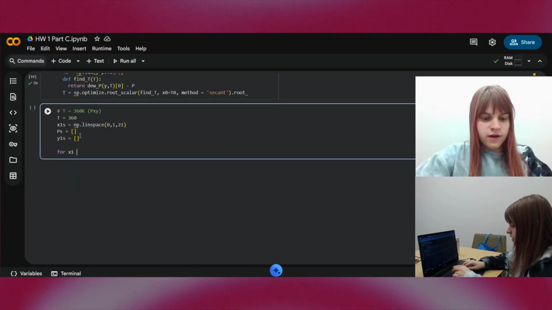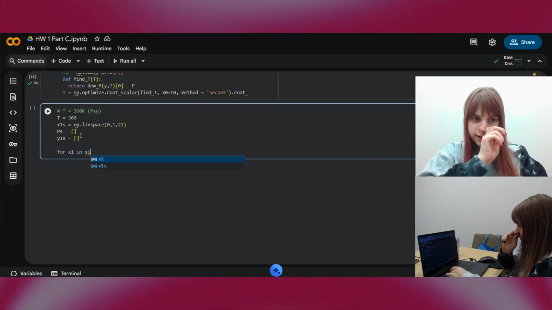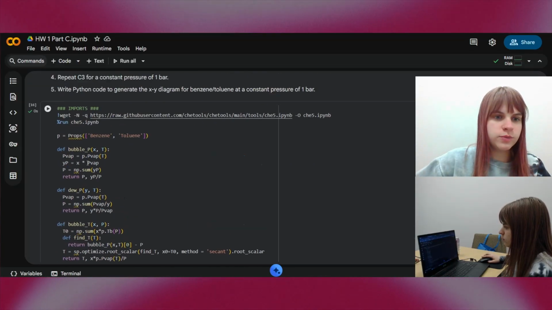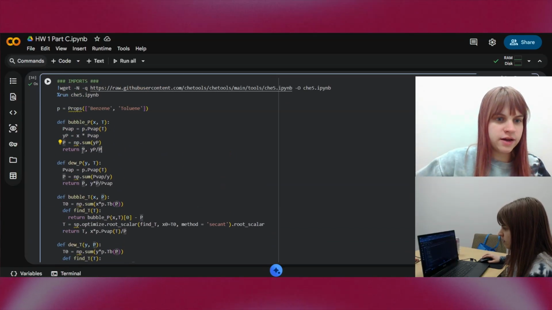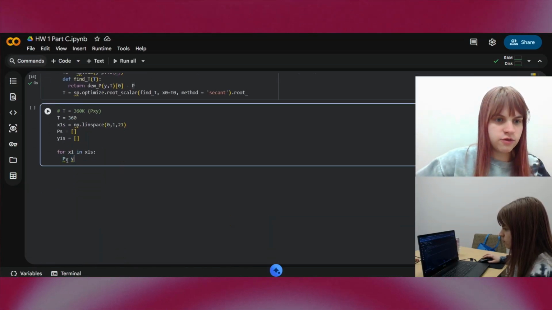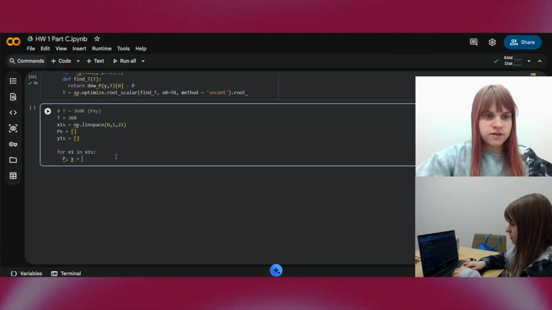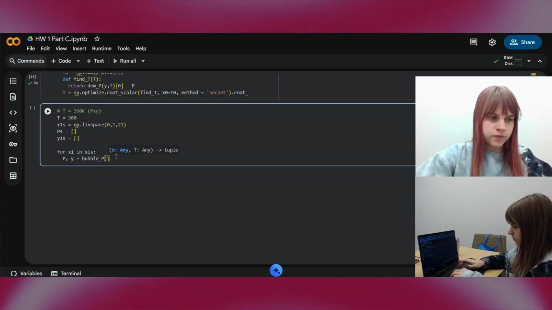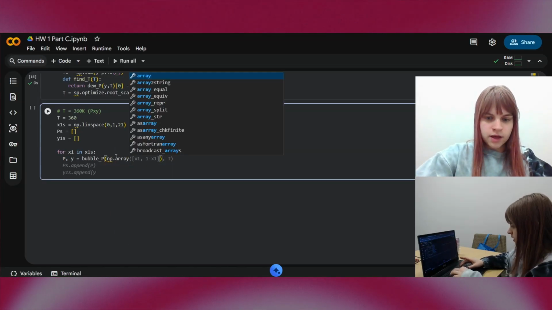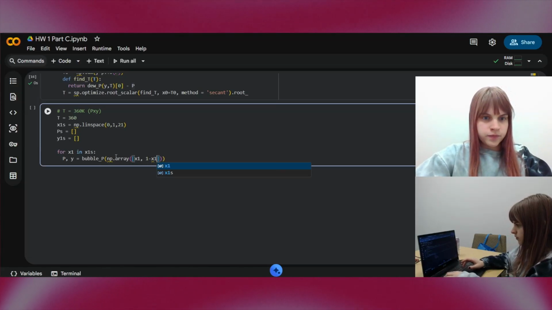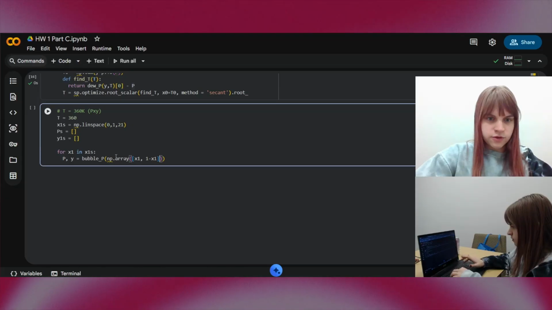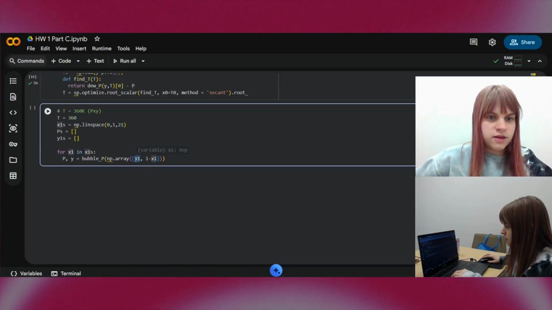For each x value in our x1s list, we are going to pull from our bubble P function, which had the pressure and the vapor fraction in there. So we will be doing that. This is equal to bubble P of an array, and we're going to have the x1 value and 1 minus x1. So right here, this would be the benzene liquid mole fraction, and this would be the toluene liquid mole fraction.